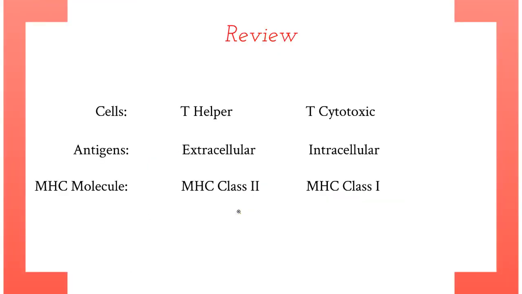We have two types of T cells, T helper and T cytotoxic. We have two types of antigens, extracellular and intracellular, and we have two types of MHC molecules, MHC class 1 and class 2. So how do they fit together? T helper cells recognize extracellular antigens being presented with an MHC class 2 molecule, whereas T cytotoxic cells recognize intracellular antigens presented with an MHC class 1 molecule. So now let's put it all together.